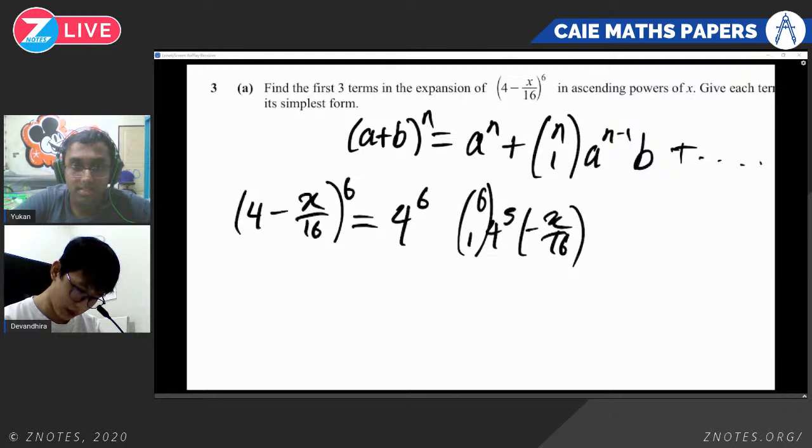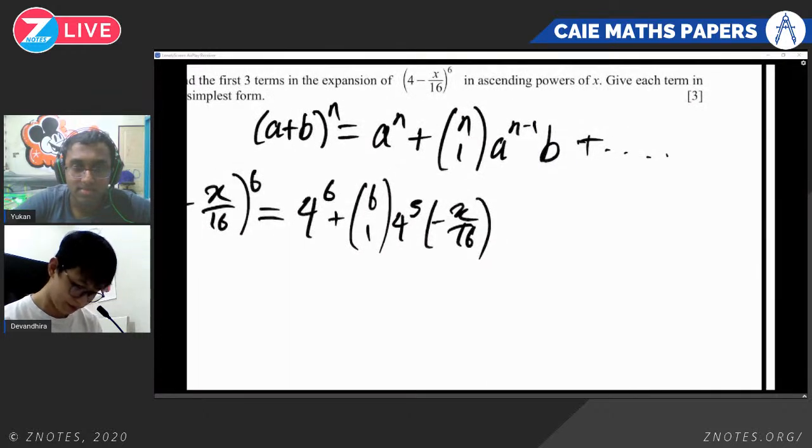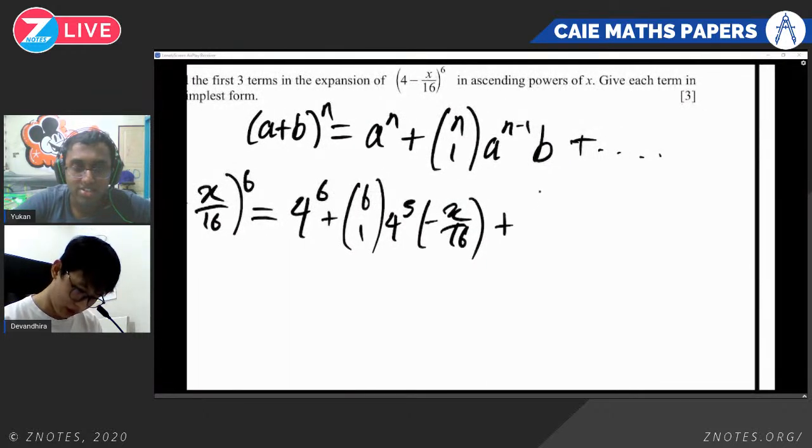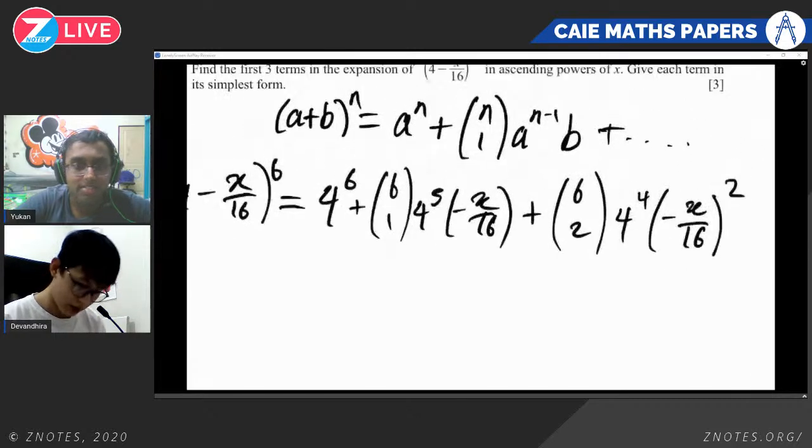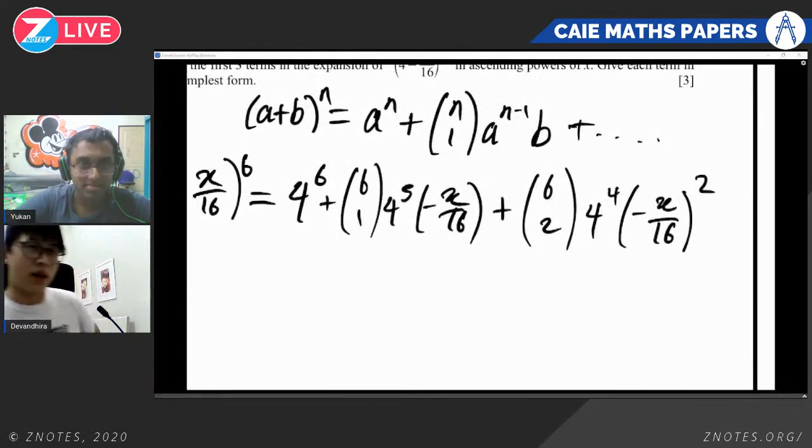Exactly. Let's choose 1. Okay. What about the next term, the third term? And then that'll be 6 choose 2, 4 to the power of 4 multiplied by negative x over 16, all squared. Exactly. Yep. All right.